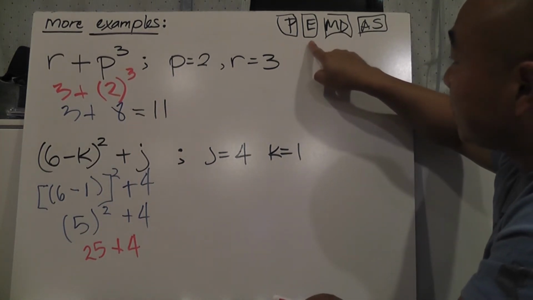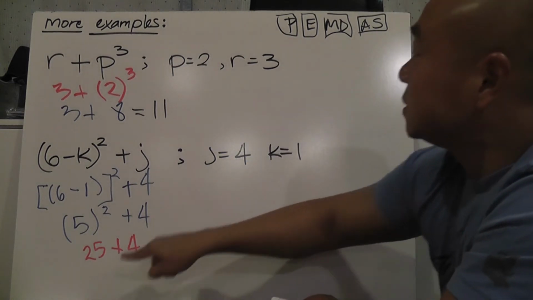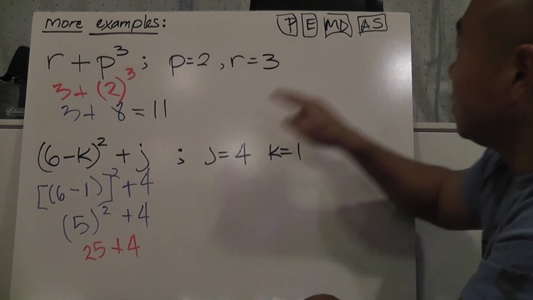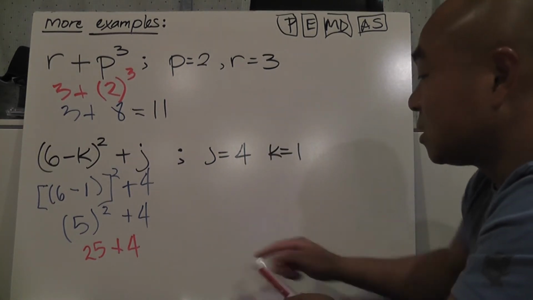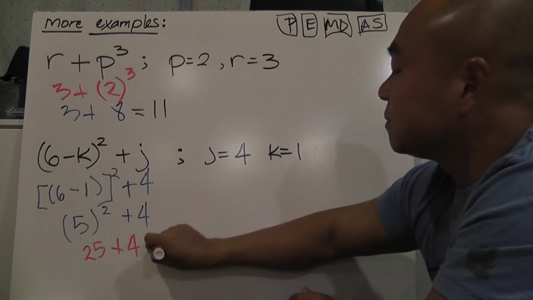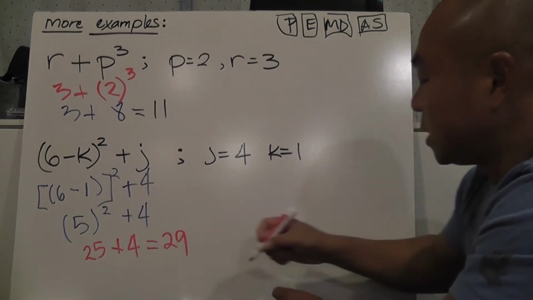We don't have any parentheses. We finished our exponents. We're going to look for multiplication and division. Since I don't see that here, then we're going to finish it up with addition and subtraction. So here we do have an addition. So 25 plus 4 is going to give us 29.